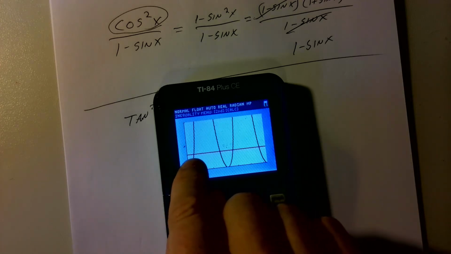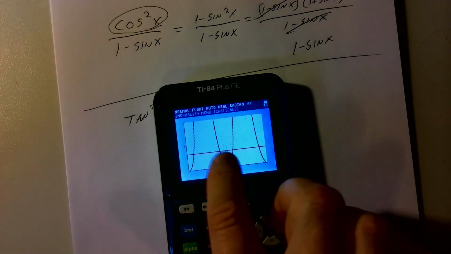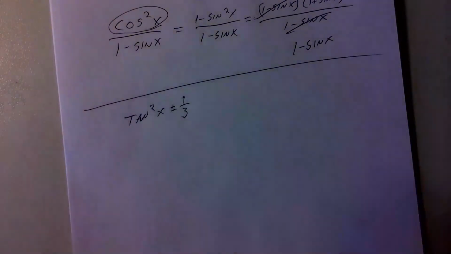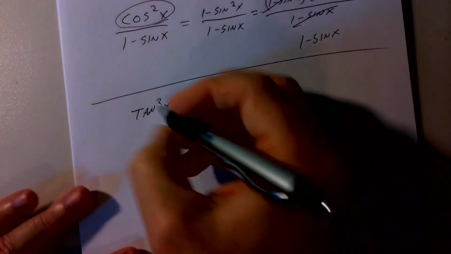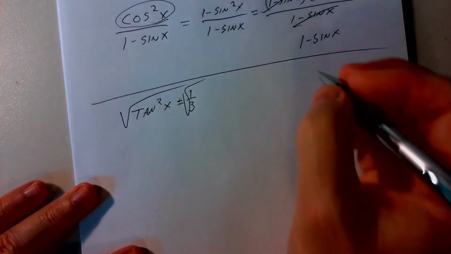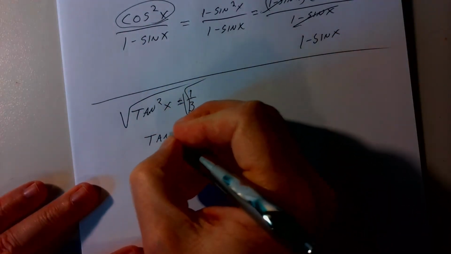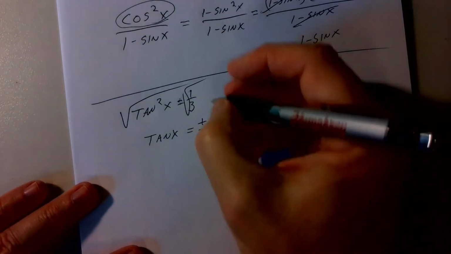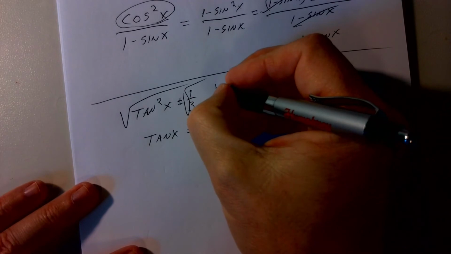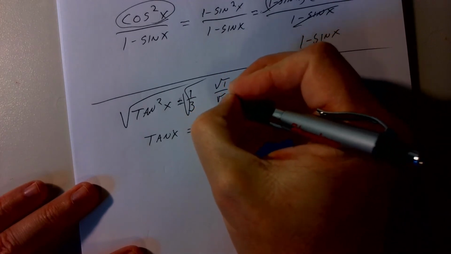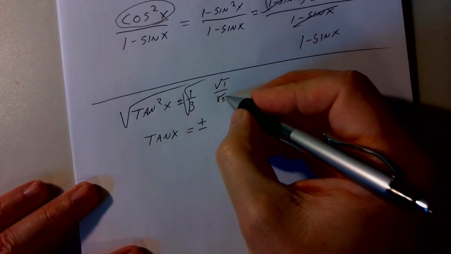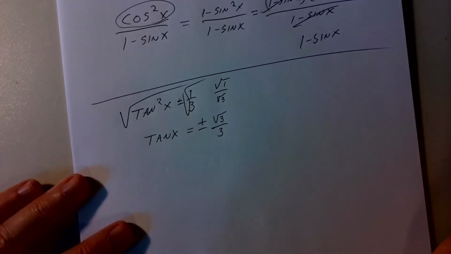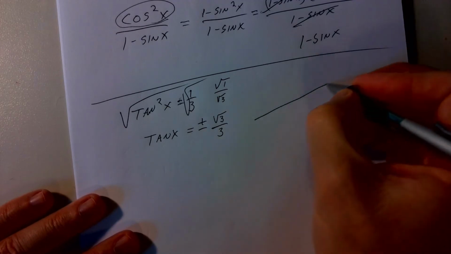So the question is, I, of course, could just do intersections in those four different places. Let's see if I can do those algebraically with some understanding here. So I'm going to square root both sides. That means tan x equals plus or minus, because I'm square rooting, and then the square root of 1 over the square root of 3. I can't have the radical down there, so that's root 3 over 3. I'm like, okay, so what does that look like?